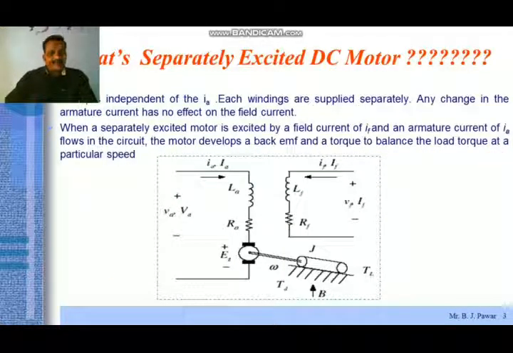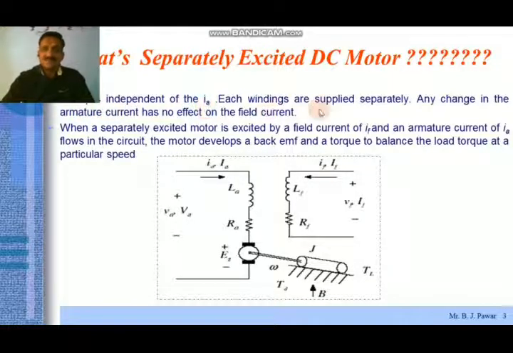So the IF, here it is written, the field current, is independent of IA, as it is separately excited. There is no physical contact between the armature coil and the field coil, and both coils are separately excited by separate DC sources. That's why we can say there is no direct relation between the field current and the armature current.